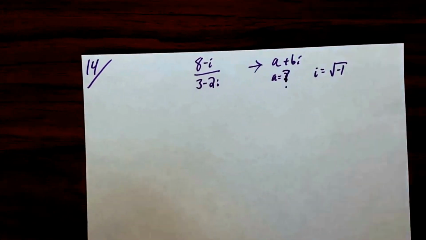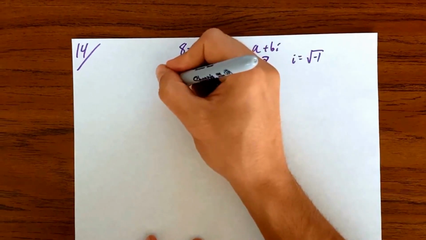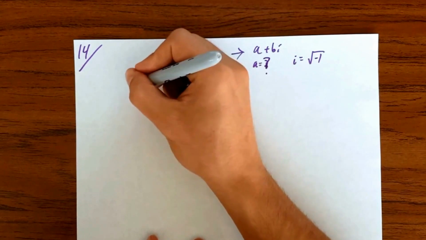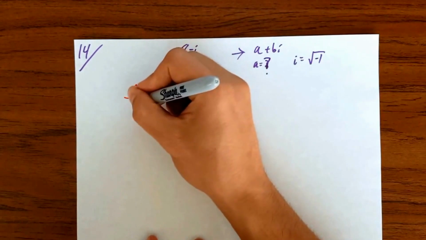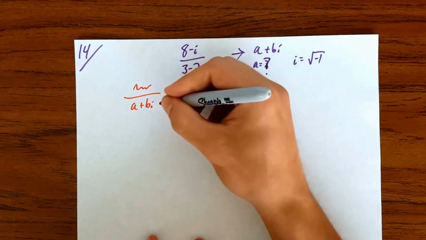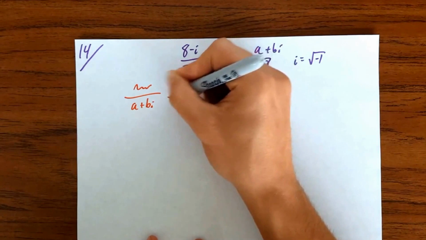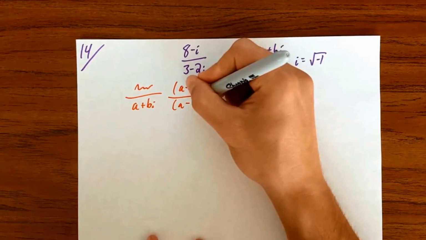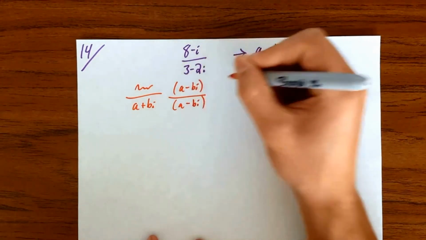So basically what you want to do is the same thing you do with square roots. When you have something divided by a plus bi, in order to get this imaginary part out of the denominator, you multiply by its conjugate. Whenever there's an imaginary number, you just put a minus sign in front of it. So a minus bi. And you can do this because a minus bi divided by a minus bi is just 1.